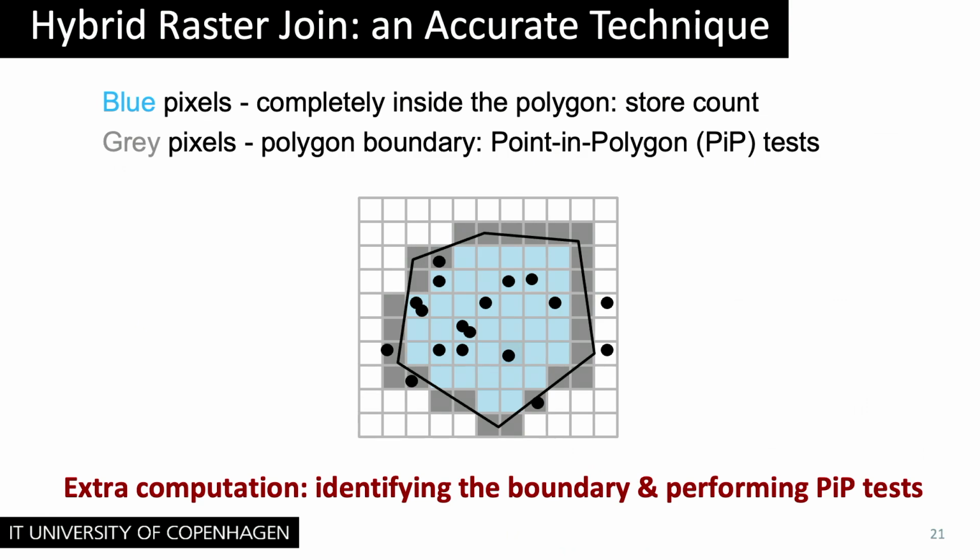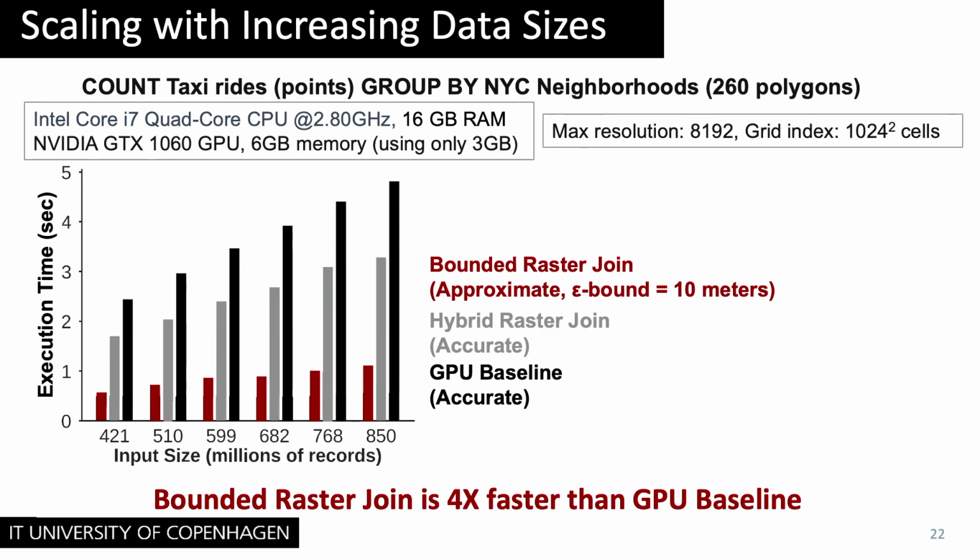Now, even though some approximation is acceptable in most cases, there are applications that require an accurate result for a more in-depth analysis. We can still exploit the graphics pipeline to compute an accurate result. The key insight here is that errors happen only at the boundaries of the polygons. So let's identify these boundaries and then do the costly point-in-polygon tests only for points falling on the boundary. This is a hybrid approach that combines drawing with a few point-in-polygon tests to achieve accurate results. As expected, it is more costly compared to the approximate approach due to the need for identifying boundaries and performing point-in-polygon tests.